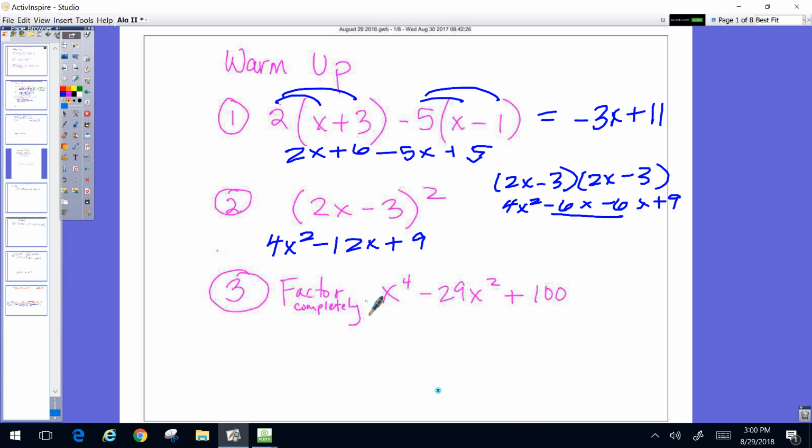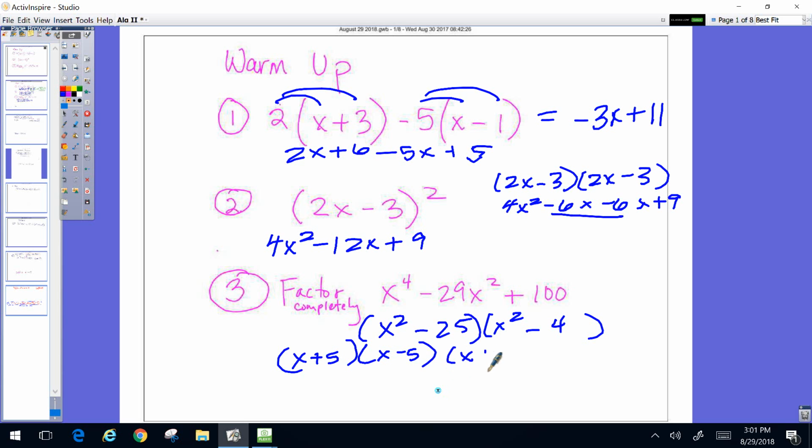Number 3 should look familiar to some of you. Why? It was on your test. There was a question similar to this on every test, but because it's x to the 4th, we're going x squared and x squared. What can you multiply to get positive 100 that you can add to get negative 29? Negative 25 and negative 4. This is a difference of squares, and this is a difference of squares, so it factors to x plus 5 times x minus 5, and then x plus 2 times x minus 2. And that is today's warm-up.